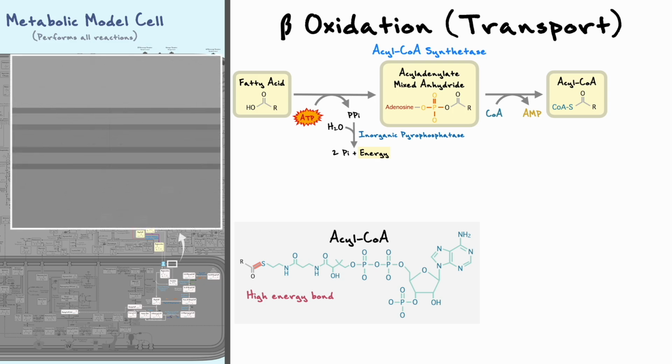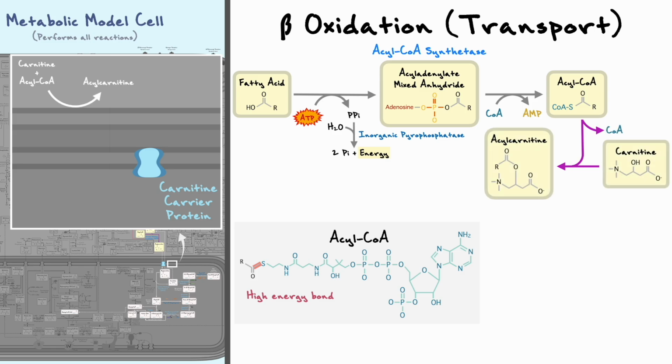If we consider a chunk of the inner mitochondrial membrane on the metabolic map, the inner membrane contains a transporter called the carnitine carrier protein, which is able to move around compounds that have carnitine across the membrane. With the acyl-CoA that we have made, the first step of this shuttle is to replace the CoA with carnitine, which produces acylcarnitine and will be able to be transported across the membrane.